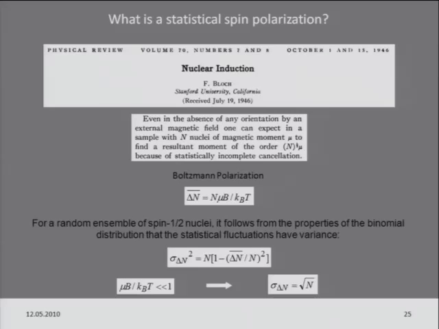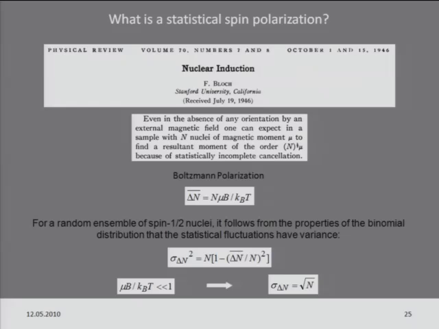Okay, so actually statistical spin polarization has been understood for a long time, and if you look at the seminal paper on NMR by Felix Bloch in the 40s, you'll find a passage in there where he essentially discusses exactly this. He says that even in the absence of any orientation by an external field, you can expect a sample with n nuclei of magnetic moment mu to find a resultant moment of the order n to the 1/2 mu. Okay, so this is essentially the statistical polarization. He goes on later to say that, okay, we don't have to care about this polarization because it's extremely small. But now we're in the regime where samples are so small that we do have to care. And in fact, it will become our main signal.